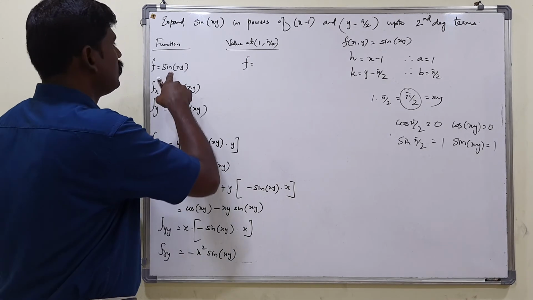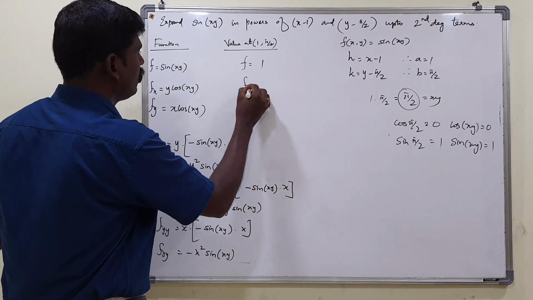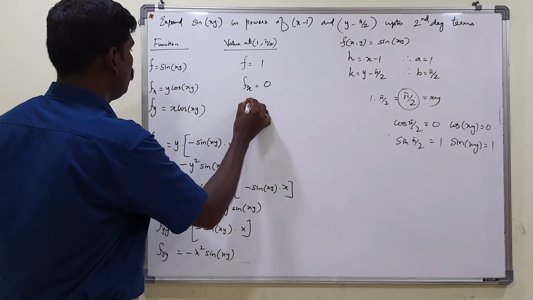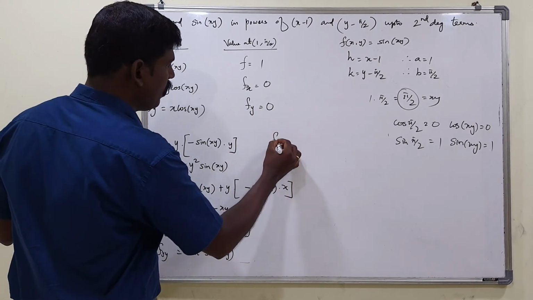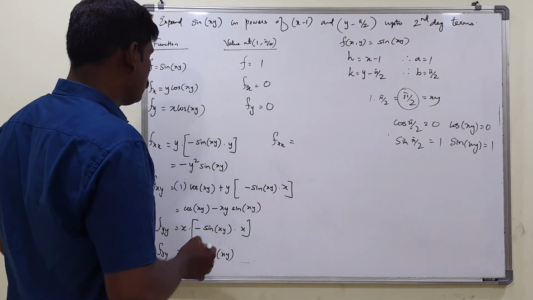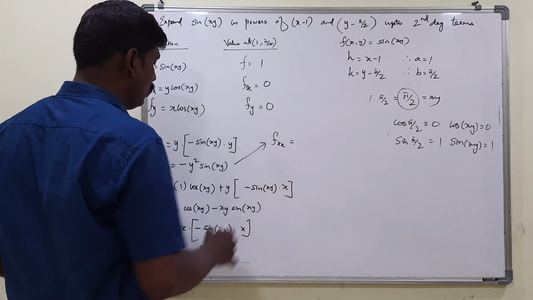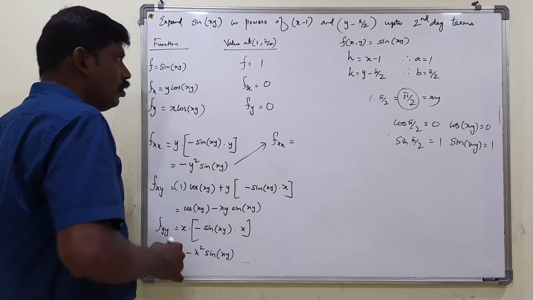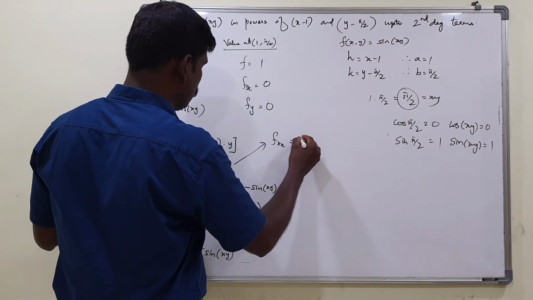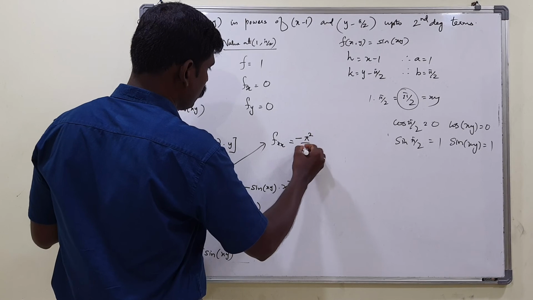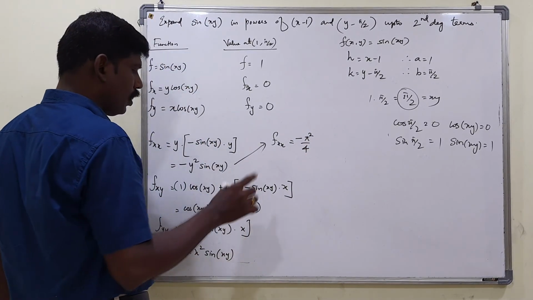What is f? Sin of xy, it is 1. Right? Cos xy, f_x becomes 0. f_y also becomes 0. And then f double x. What is f double x? Minus y square into sin xy. What is y? Pi by 2. So minus y square means minus pi square by 4 into 1, isn't it? Sin xy becomes 1.